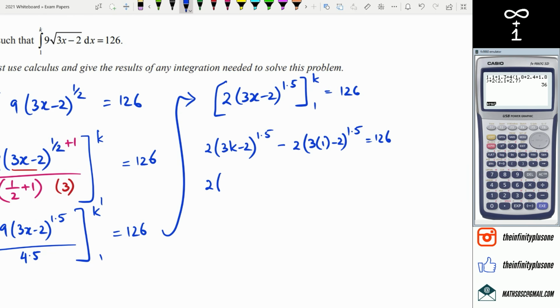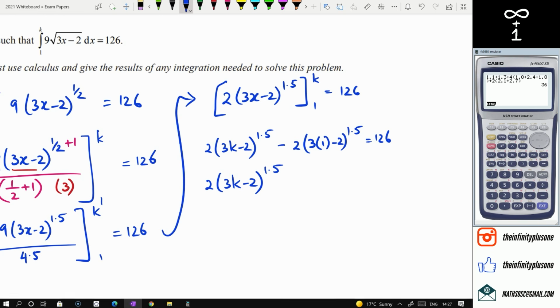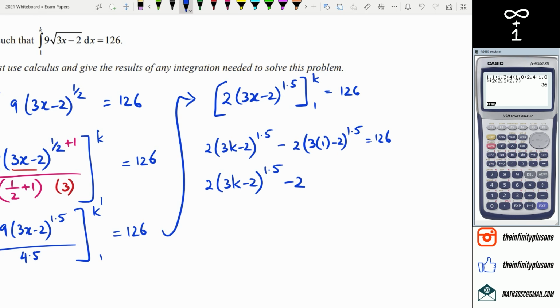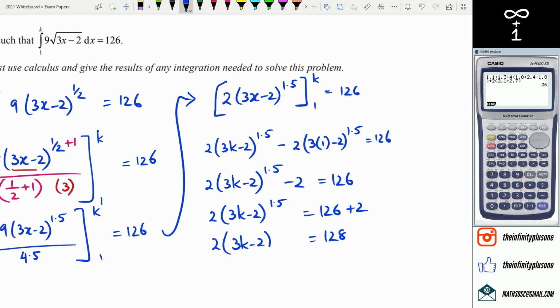So 2 times (3k minus 2) to the power of 1.5. Now what's going to happen here? I've got 3 times 1 is 3, 3 minus 2 is 1, and 1 to the power of 1.5 is 1. Negative 2 times 1 is just negative 2, and all of this is equal to 126. So I can rearrange this now. I'm going to get 2 times (3k minus 2) to the power of 1.5 equals 126 plus 2. That's 128. So far, so good.